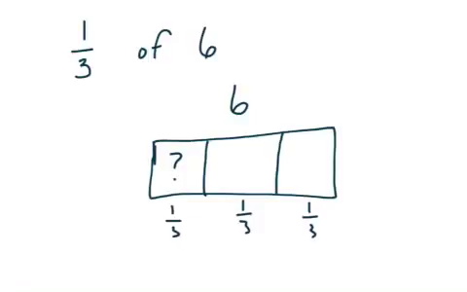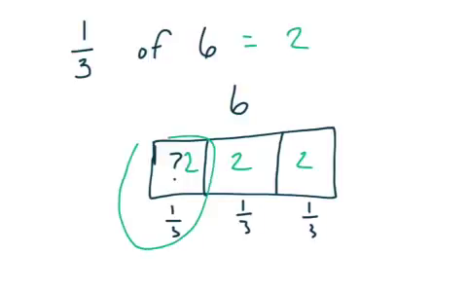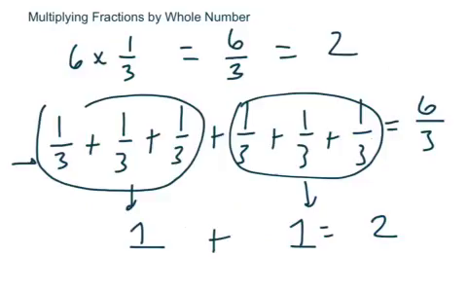Well, 1/3 of 6, or 6 divided into 3 pieces, each piece then would be 2. 2, 2, 2. So 1/3 of 6 is 2. Let me go back to the beginning really quick and point that out. Right here, 6 times 1/3 is 2.